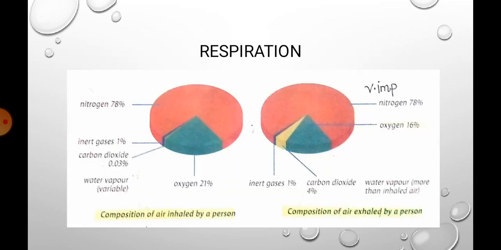Now look at the pie chart. In the composition of air inhaled by a person, the oxygen is 21% and carbon dioxide is 0.03%. Whereas in the composition of air exhaled by a person, the percentage of oxygen is 16% and carbon dioxide has increased to 4%.